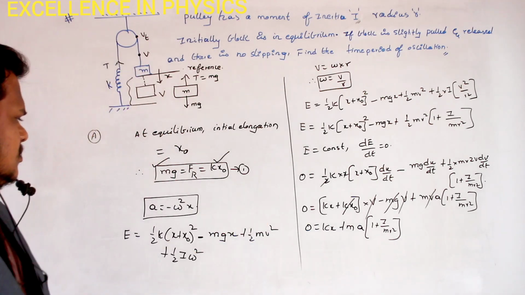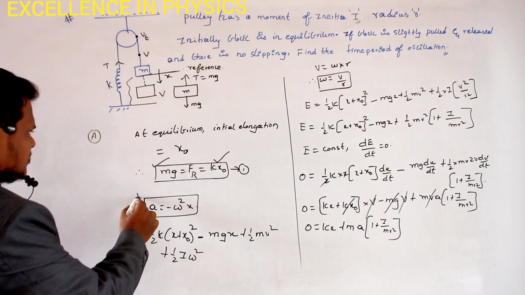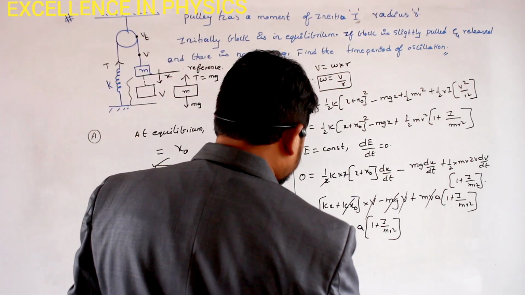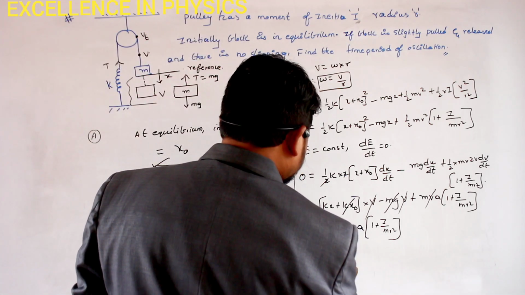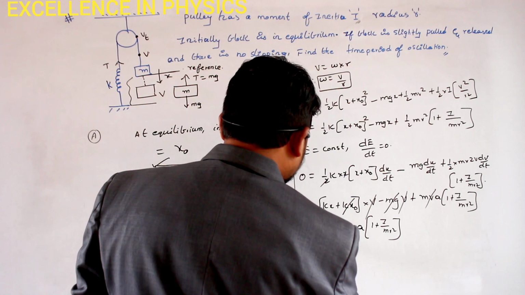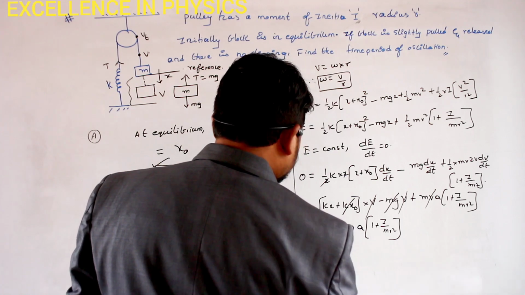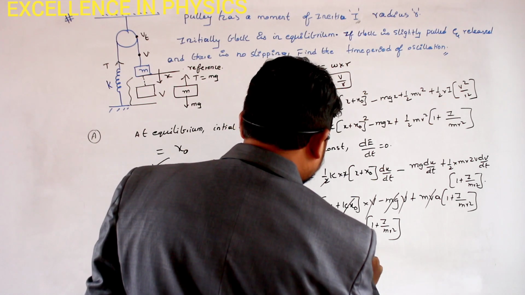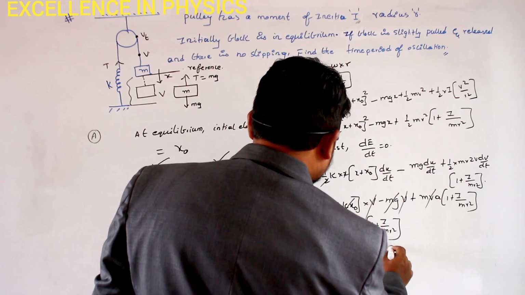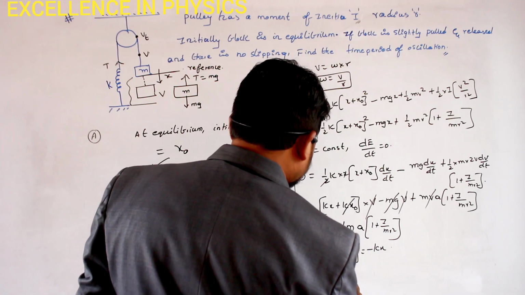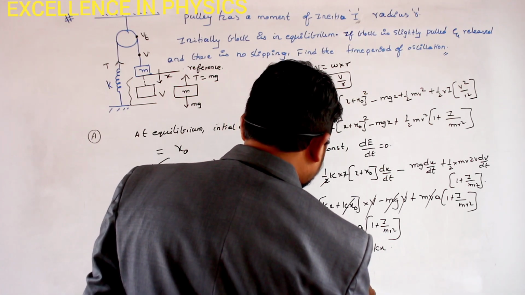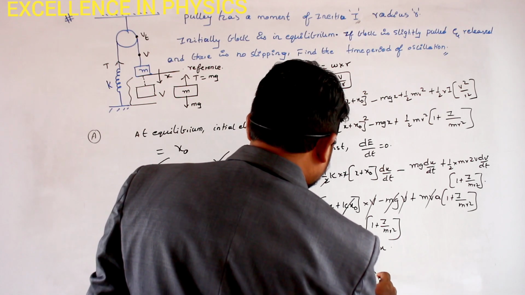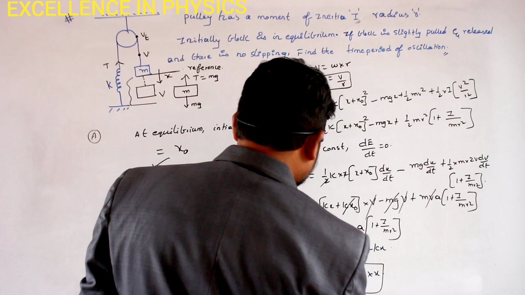Clear? Now let us try to convert that relation in terms of this relation. So if I try to convert, let us see what I will get. Therefore a into (m plus I by r square) is equal to minus kx. So a is equal to minus k divided by (m plus I by r square), multiplied by x. Clear? So this is the relation which I got.